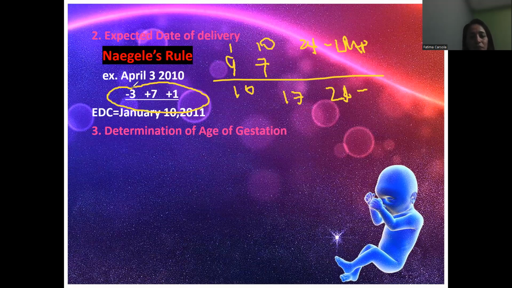But if you will be referring to April until December, you will be using your minus 3 plus 7 plus 1. So when your LMP is April 3, minus 3 is 1, and then 7 plus 3 is 10, and then 2010 plus 1, and that is 2011.